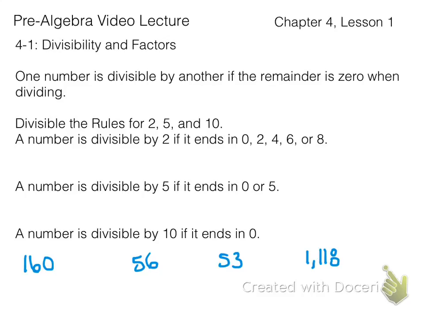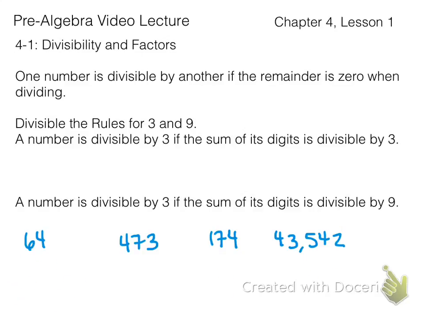So let's go ahead and look at these examples. 160 should be divisible by 2 because it ends in a 0, and it should be divisible by 5 because it ends in a 0, and it should be divisible by 10 because it ends in a 0. Check that out. All right, 56. 56 is divisible by 2, and that is it because it ends in a 6, which means it is not divisible by 5 or 10. 53 is not divisible by any, so that would be a none. And 118 is divisible by 2 because it ends in an 8.